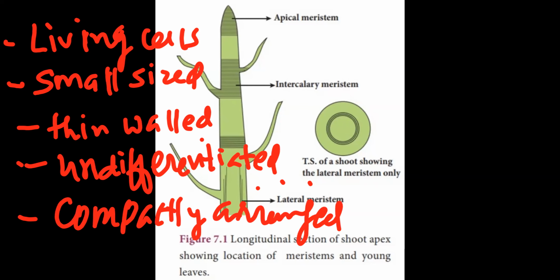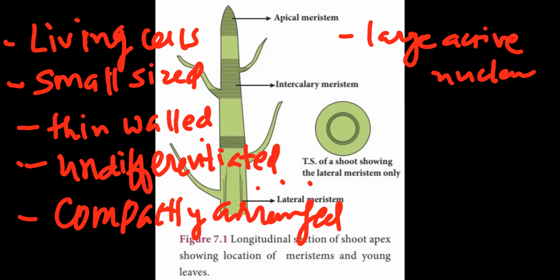I said that they are supposed to be arranged in a small area, a small portion in the plant body. So as many cells as can be arranged over there, compactly, small sized, without intercellular spaces, are arranged over there. They have a very large and active nucleus in them. Large and active nucleus means what? The cells which are rapidly dividing need to have an active nucleus. So that's the reason why they have this arrangement.